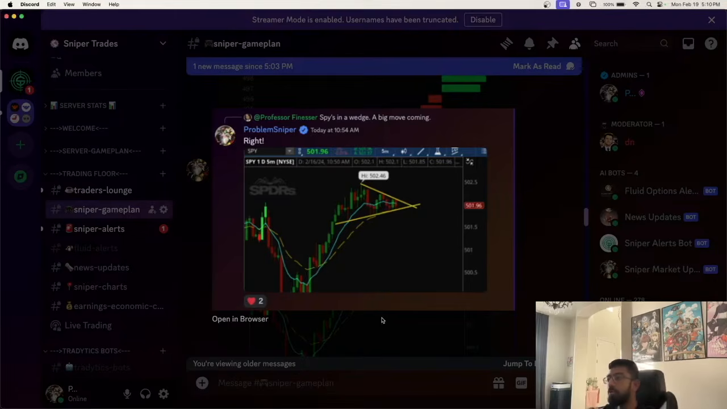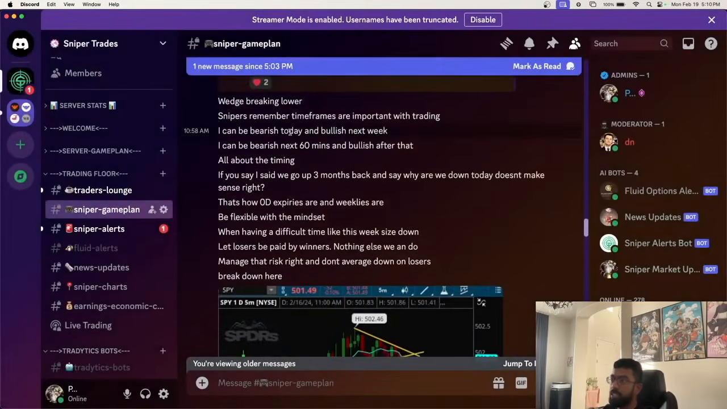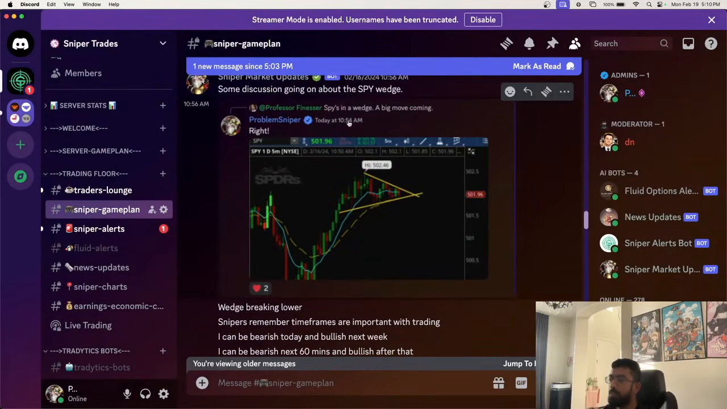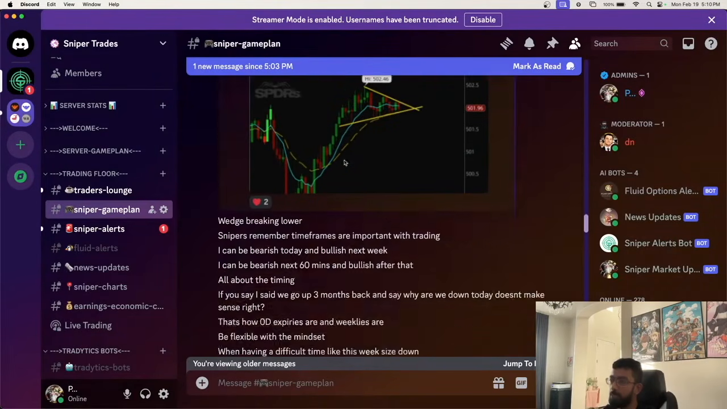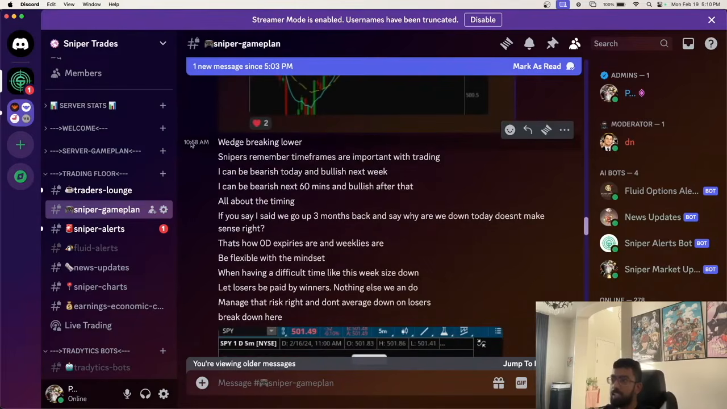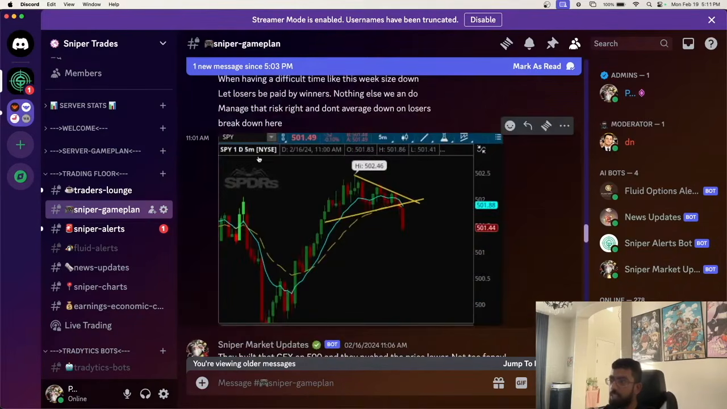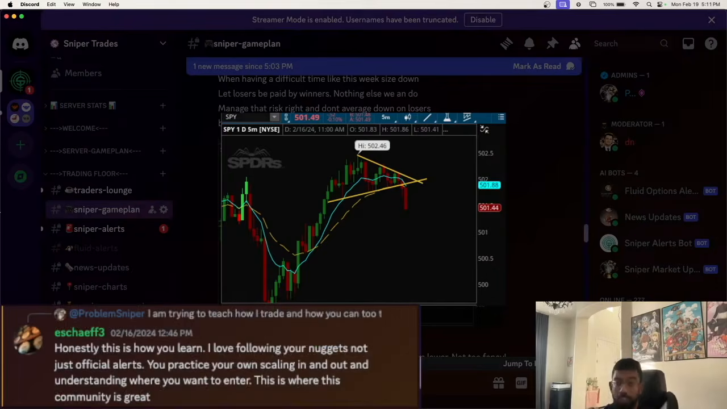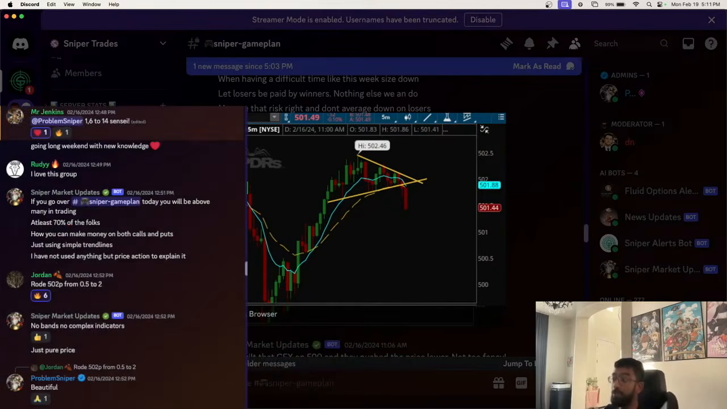So now, after I posted this, let's say about 4 minutes after I posted that, you see this timestamp here, wedge breaking lower. That's what I was telling folks. And if you have a system built out, I'll show you a lot of commentary around how people were able to catch this move.